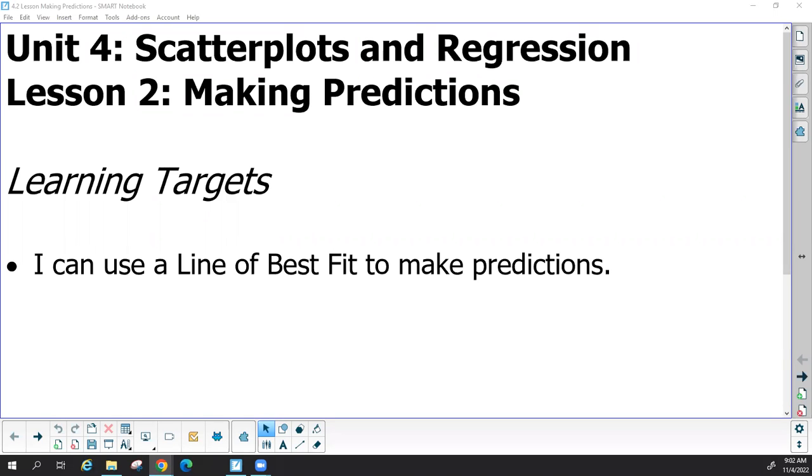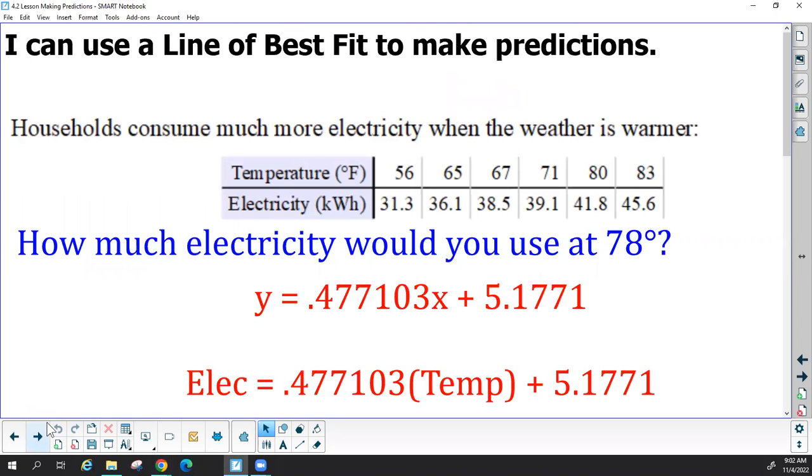Hey all, today we're going to continue talking about scatter plots, and we're going to use the problems that we talked about in the last lesson. In the last lesson, we put this data into a table, and we were able to find a straight line, the equation of a line that best represented our data. Now that we have that equation, we want to use it to make some predictions.